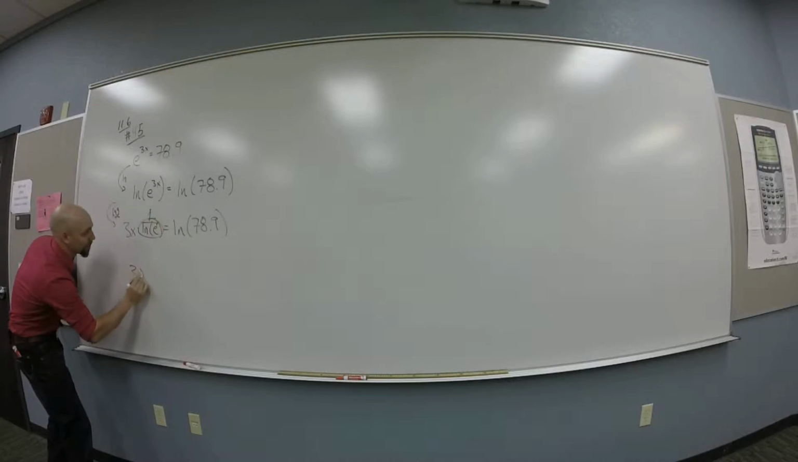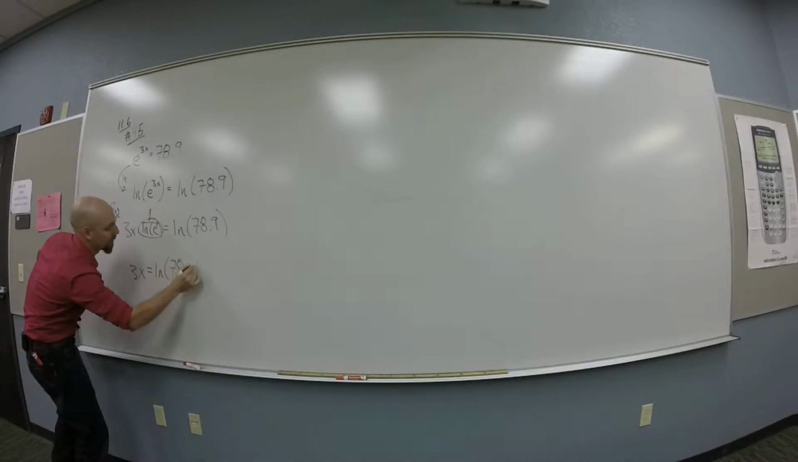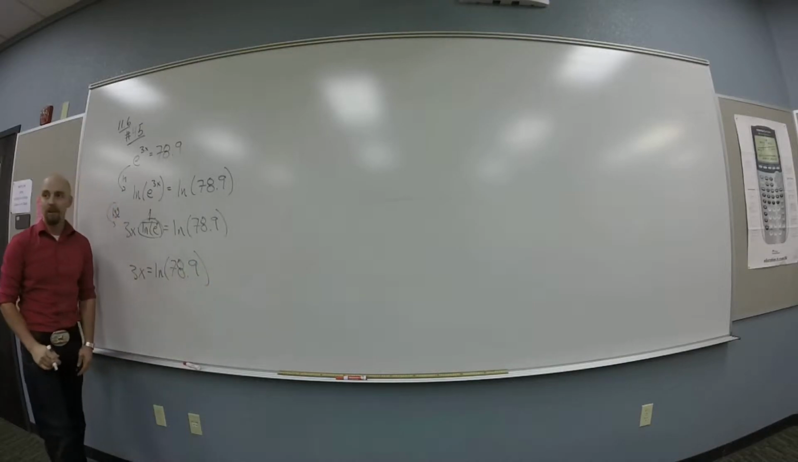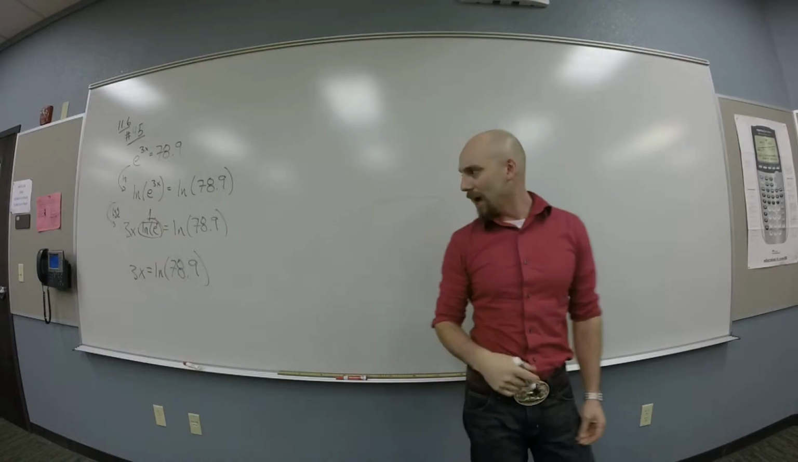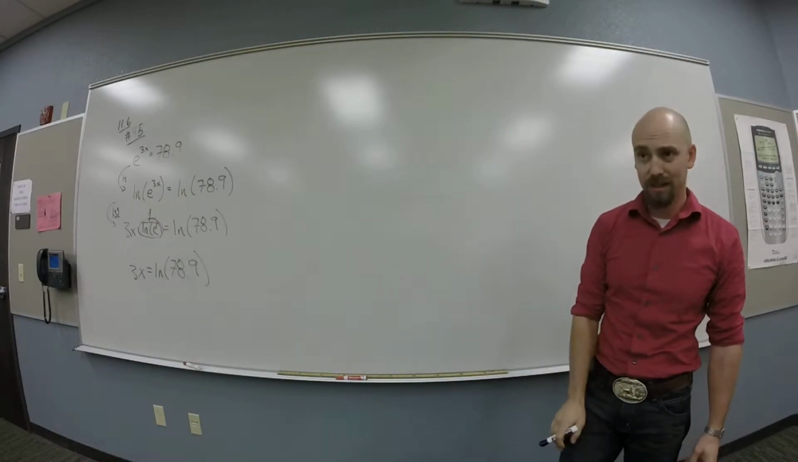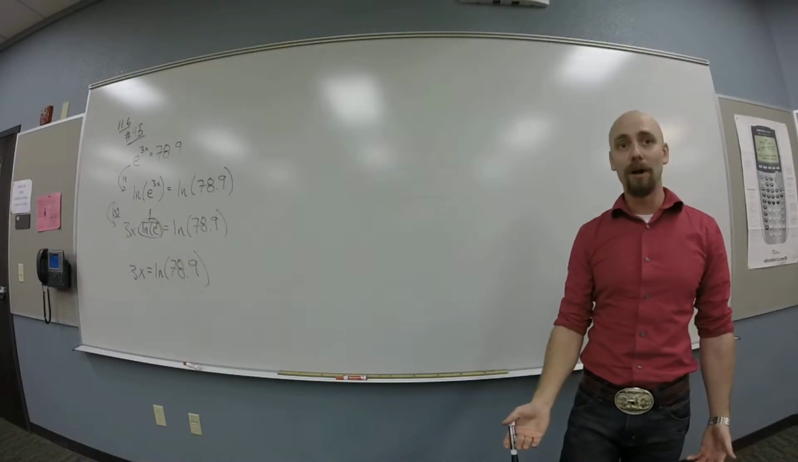So I get 3x is log of 78.9. You guys see that? And now I'm actually a little bit panicky. Yeah? No? What are you doing? Okay, I should divide by 3, right?